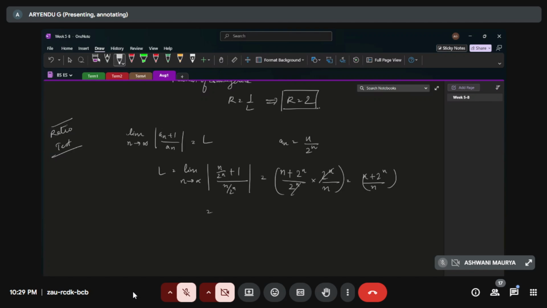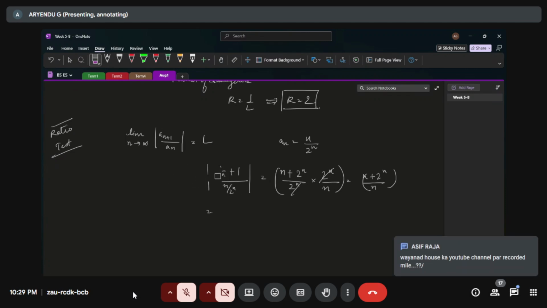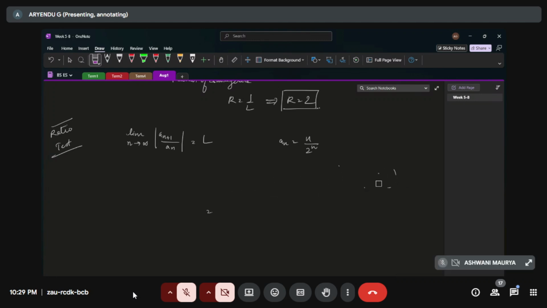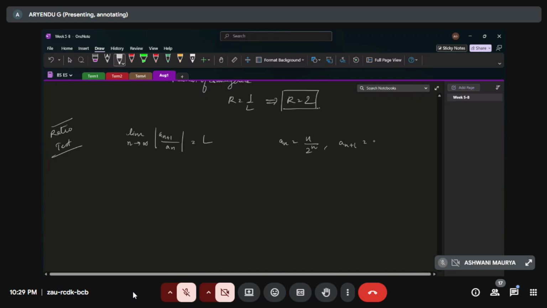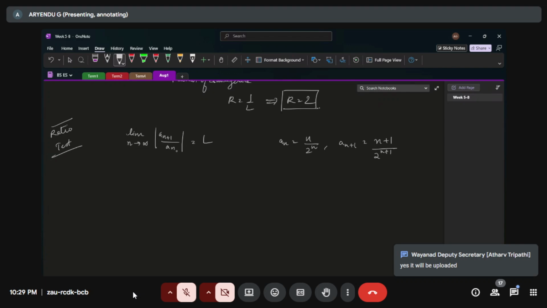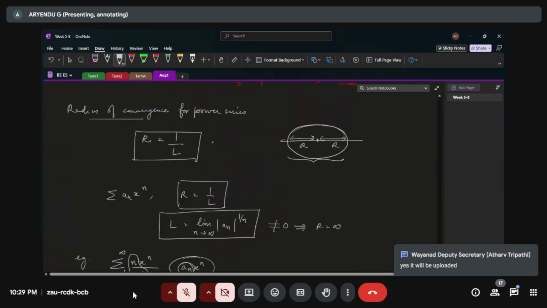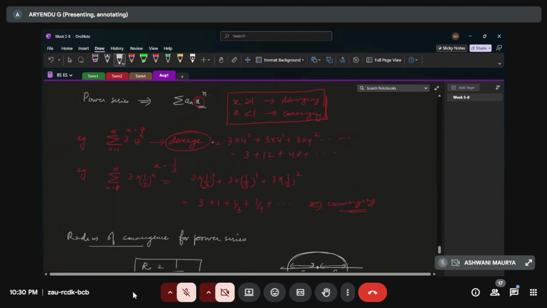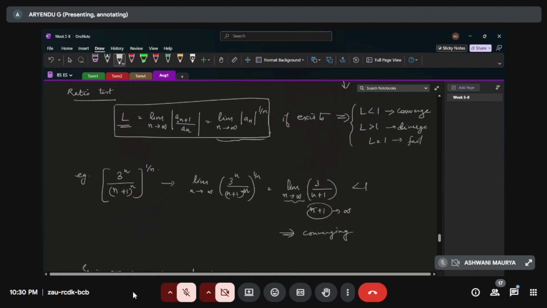Oh, I'm sorry, what did I do? This is a_(n+1). Here it is a substitute plus 1. Okay, I'm so sorry. So what will be a_(n+1)? It will be n plus 1 by 2 raised to n plus 1. This is the n subscript, it is not a n plus 1. I think here also I wrote it big. Okay, yeah, here it is right. This a is bigger and this is the subscript.